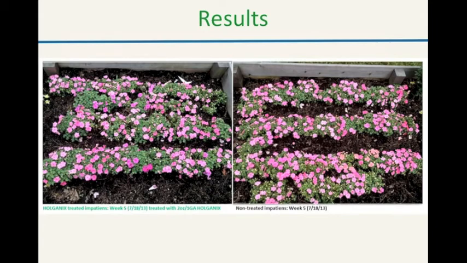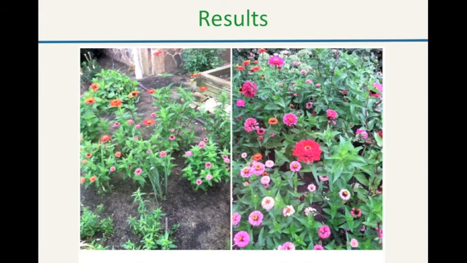Another look at this at a different time, different day. The flowers on the right which were not treated with Holganix have caught up. They are flowering, but again, the color of the plants are more green, and the intensity of the flowers are brighter on the plants that were treated with Holganix. These are zinnias that were treated with Holganix on the right, not treated on the left. And again, you can see more flowers, bigger flowers, and a higher intensity of color.